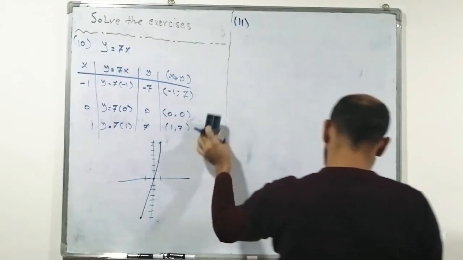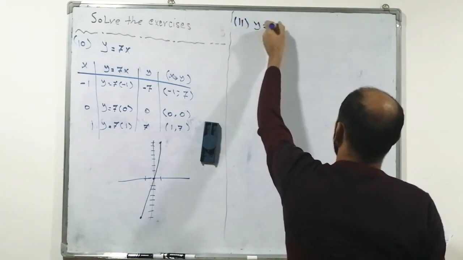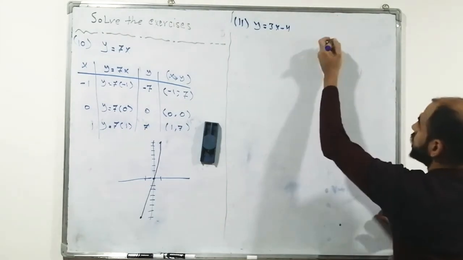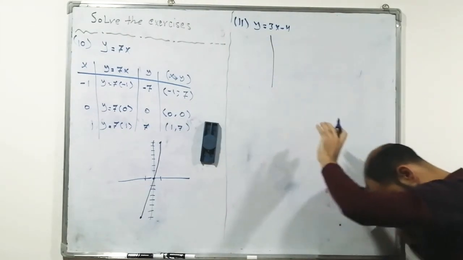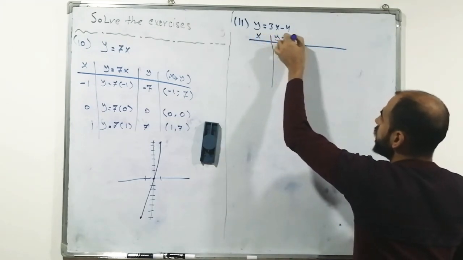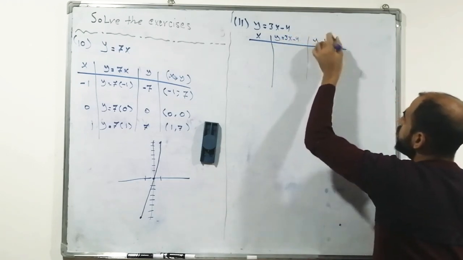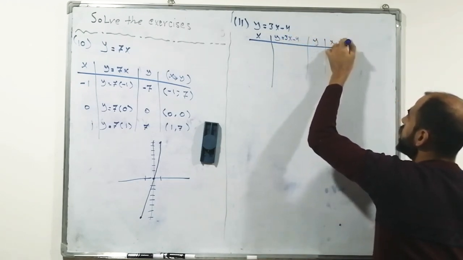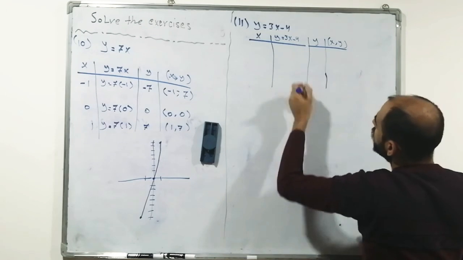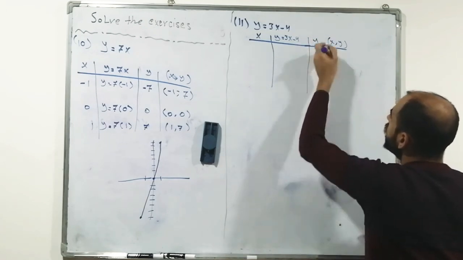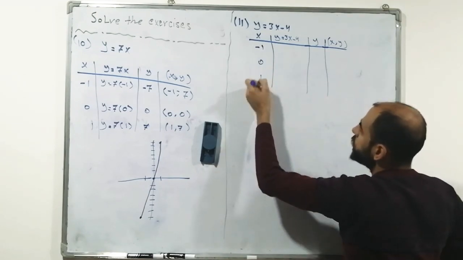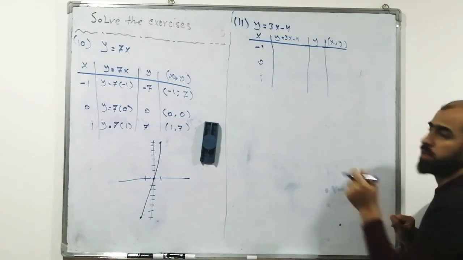It will be solved the same way for y equals 3x minus 4. Now we make a function table. This is the function table: y equals 3x minus 4, and y, and the ordered pair x, y. We choose -1, 0, and 1, the 3 points that we choose for x.